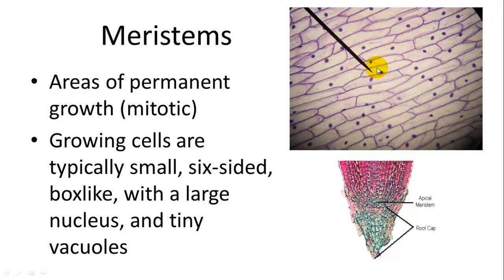So an example of this is from an onion. You can see it has like 1, 2, 3, 4, 5, 6 sides, with the nucleus, and you can't even see the vacuoles. Okay, and then this is a meristem, apical meristem, where you can see this is where the mitosis is occurring at a rapid rate in a root.